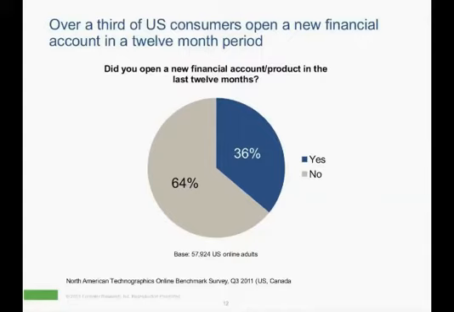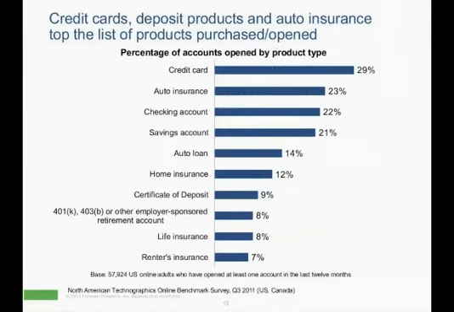Just to set the stage, in any given year, and for 2011, about 36% of consumers opened a financial account. So just over about a third of U.S. consumers open a financial product in any given year. What products do they open? Typically the ones you'd probably expect: credit cards, auto insurance, checking and savings accounts, to a lesser degree auto loans, and things like insurance and investments. So a lot of what we're going to talk about here does center around credit cards and checking, and rightly so, because those are the products that are most likely to be opened from year to year.